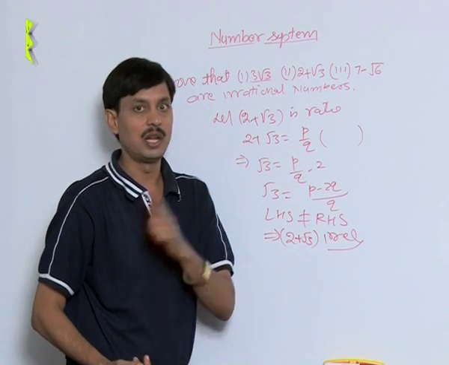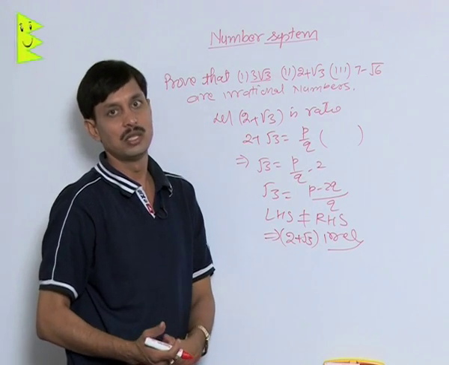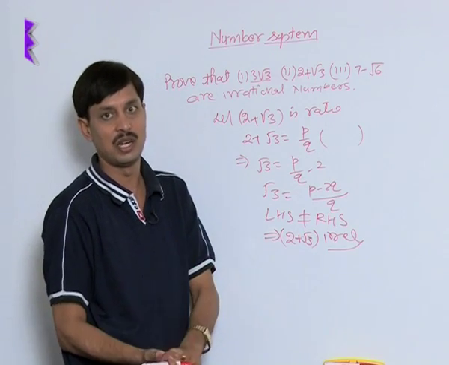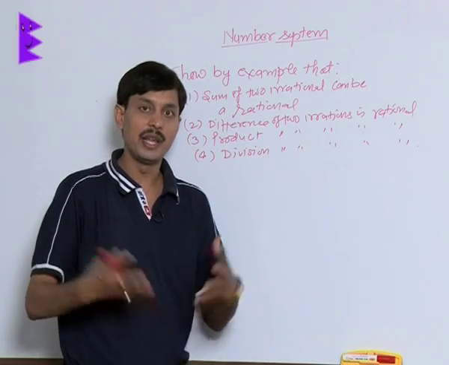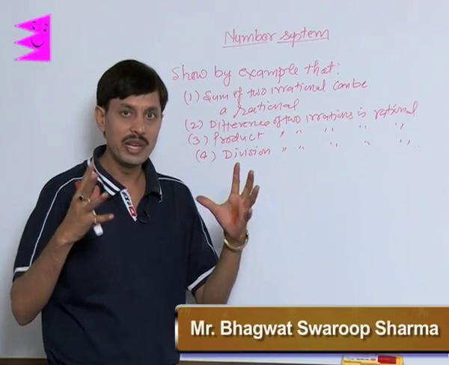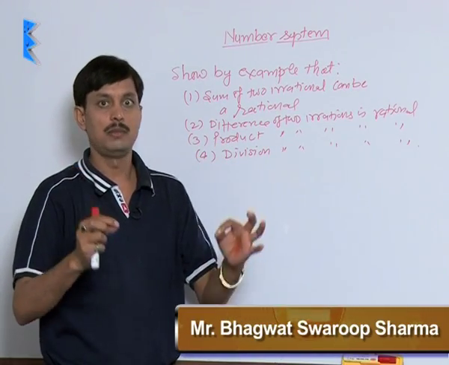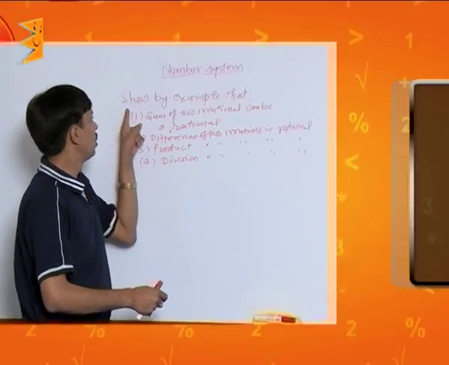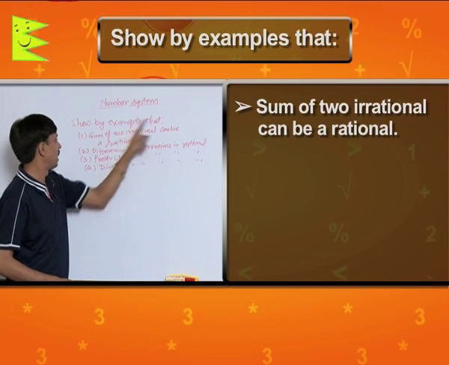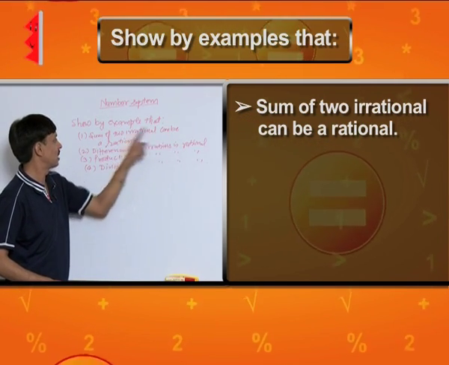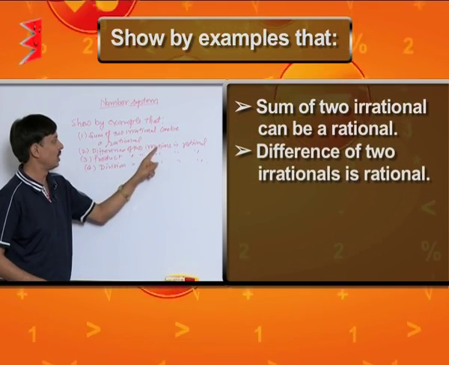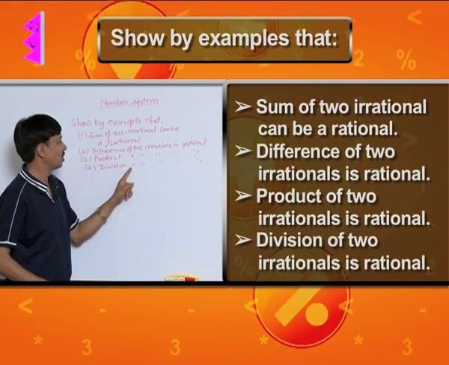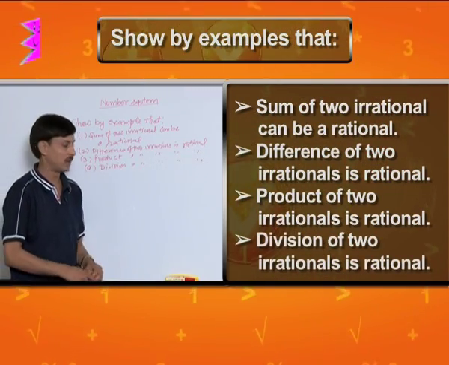Now I will explain by taking some examples why the sum of two irrationals can be rational, the difference of two irrationals can be rational, etc. I will take examples of a few irrational numbers whose sum, difference, multiplication, division is a rational number. So by giving examples: the sum of two irrationals can be rational, the difference of two irrationals can be rational, the product of two irrationals can be rational, the division of two irrationals can be rational.